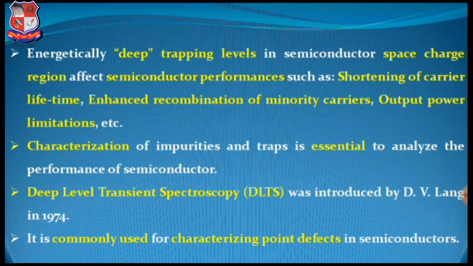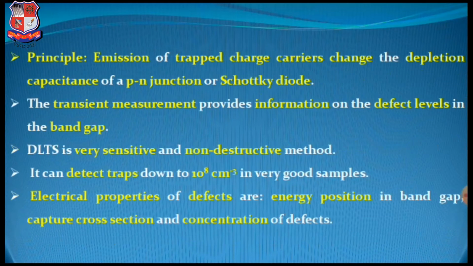This method, deep level transient spectroscopy DLTS, was first introduced by D.V. Lang in 1974. It is commonly used for characterizing the point defects in the semiconductor, and these point defects exhibited in any level of the semiconductor, that means in upper layer, intermediate level, or at the ground level. At any point there is a defect that will be identified using this method.